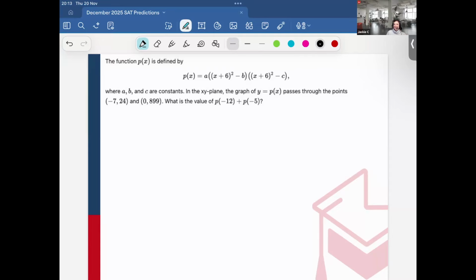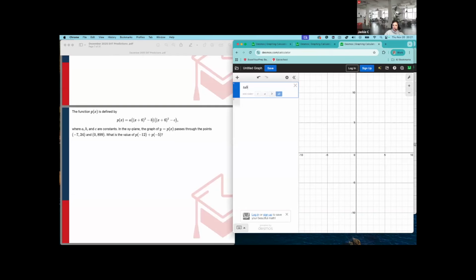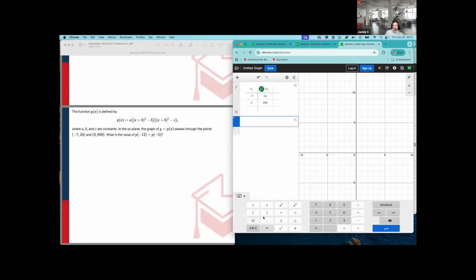So let's see. I would take this over to Desmos again. So use Desmos as your tool, guys, to really help you with the function. Once again, we have a table, and I'm going to type in our provided coordinates. So we have negative 7, 24, and we have 0, 899. Next, we are going to make a regression so that the equation will pull the parameters and we'll get values for a, b, and c. So let's go ahead and do that.